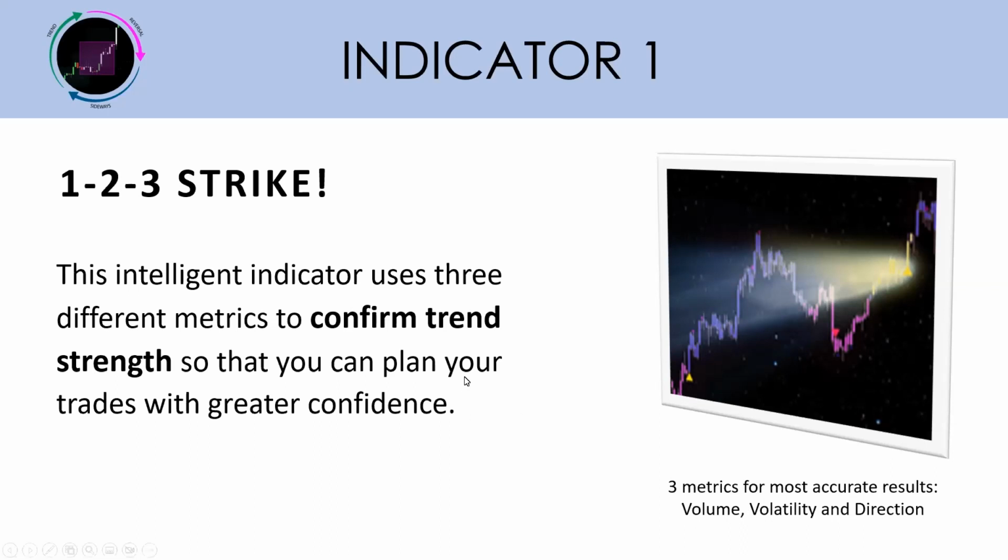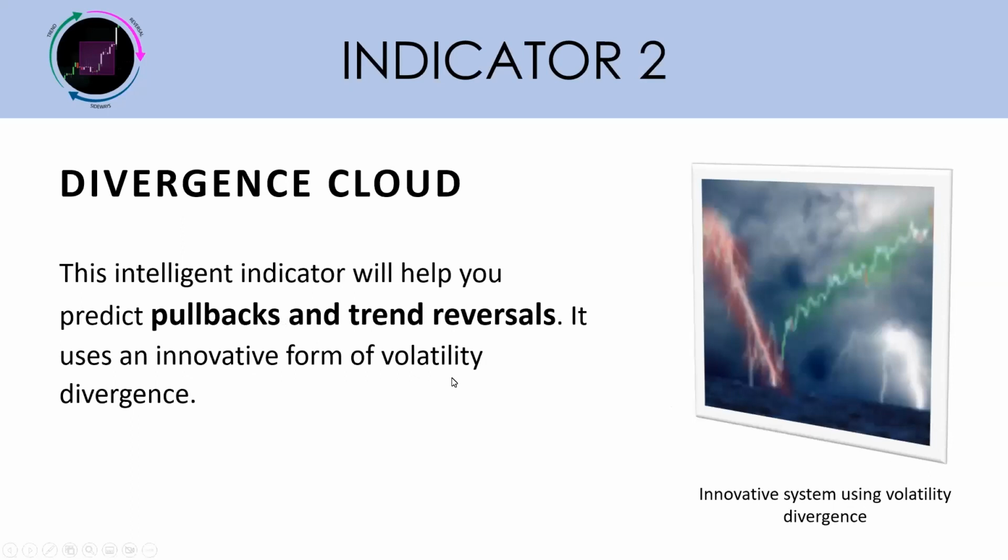The second indicator is called divergence cloud. And as the name suggests, it's based on divergence, which is a telltale sign for potential trend reversals or pullbacks. And we base this indicator on a novel form of divergence, which is called volatility divergence. It's actually a form of divergence which we have developed in our lab, and it's proprietary to our research. So this is divergence cloud for spotting reversals and pullbacks.